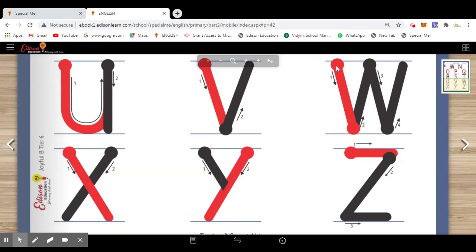So now to trace it, place your finger over here. First make a slanting line, then again a slanting line towards top and then coming downwards and then again upwards. So this is uppercase letter W and W is the phonic sound of letter W. Now come to the next letter. This is uppercase letter X and X is a phonic sound of letter X. So let's listen to its phonic song.